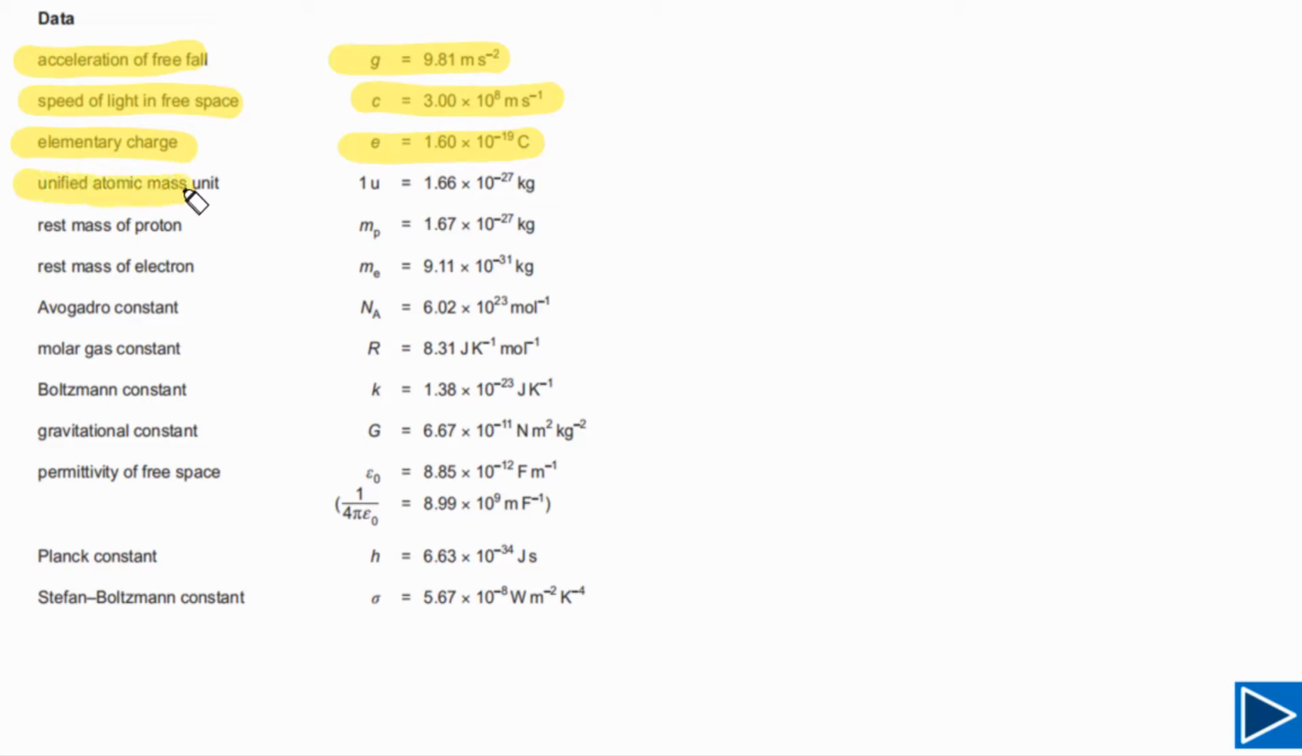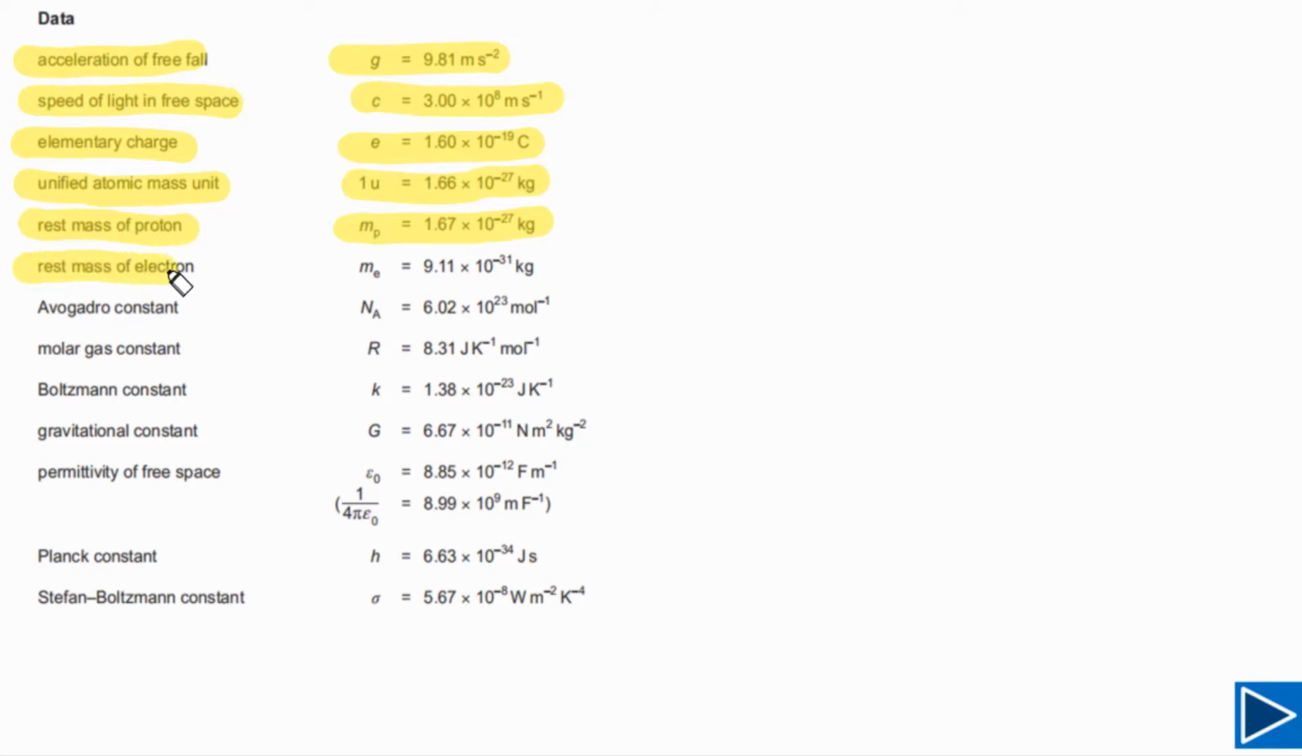Next one is atomic mass unit, and this is equal to 1.66 times 10 to negative 27 kg. Next one is rest mass of proton. Rest mass of proton simply means that when the proton is not moving or the speed of proton is very slow, we can use this mass. At AS level, you don't need to worry about relativistic effects, so simply when you need to use mass of proton, you can use this value.